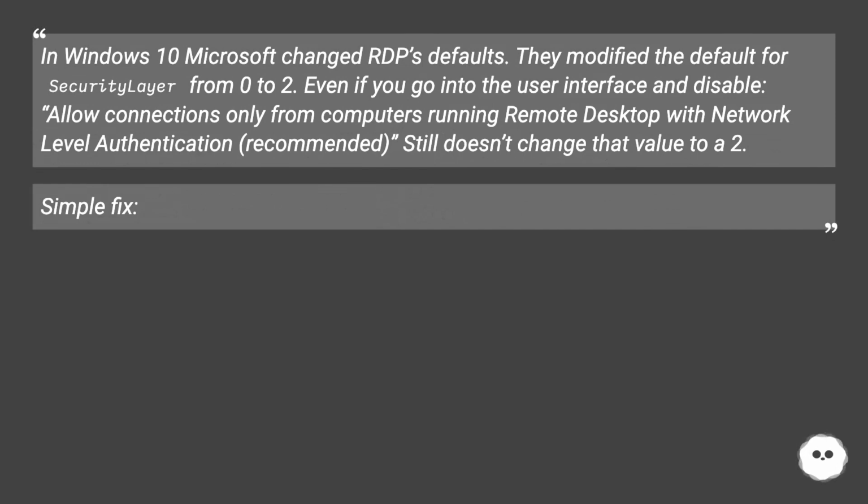In Windows 10 Microsoft changed RDP's default. They modified the default for security layer from 0 to 2. Even if you go into the user interface and disable "allow connections only from computers running Remote Desktop with Network Level Authentication (recommended)", it still doesn't change that value to a 2. Simple fix.